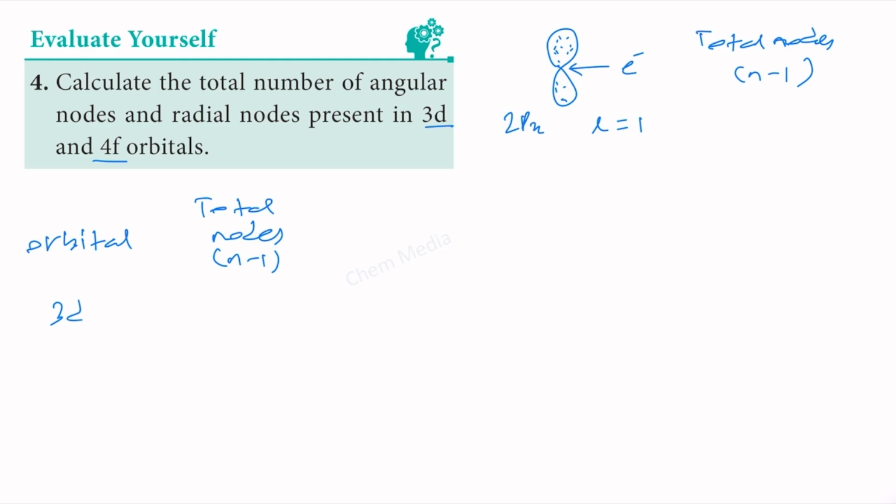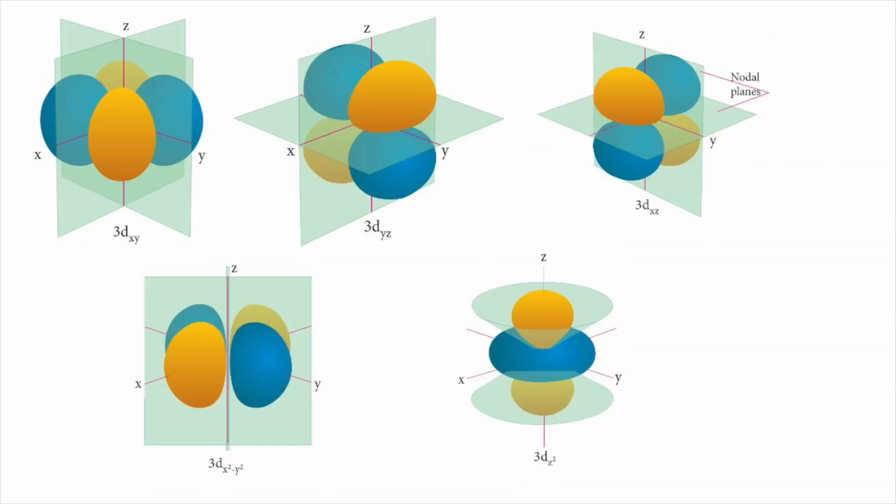For 3D, what is the value of n? n is equal to 3. That means what should be the value of total nodes? Total nodes should be 2. And what is the value of L for d orbital? The azimuthal quantum number value is equal to 2. The total number of angular nodes is simply equal to the value of azimuthal quantum number, and therefore the number of angular nodes for 3D is equal to 2.